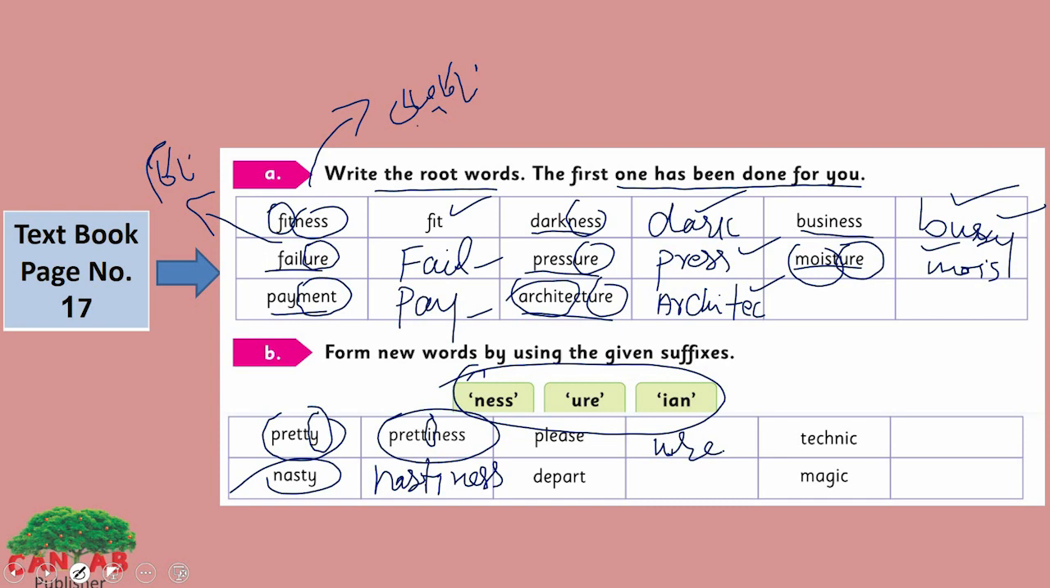Depart becomes departure. Technique becomes what? Technician. Yes. And magic becomes magician here. Good.